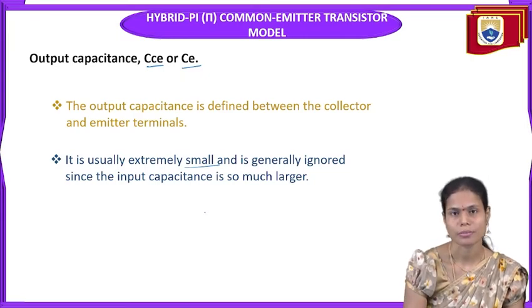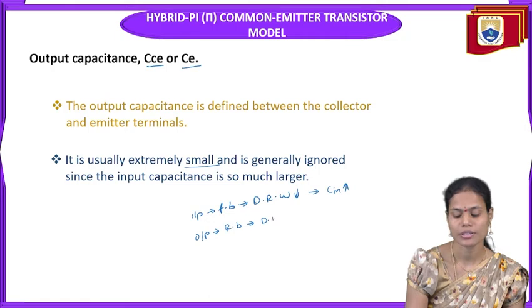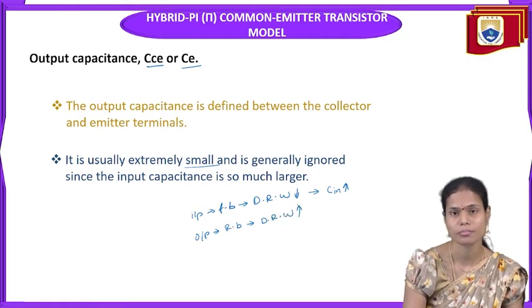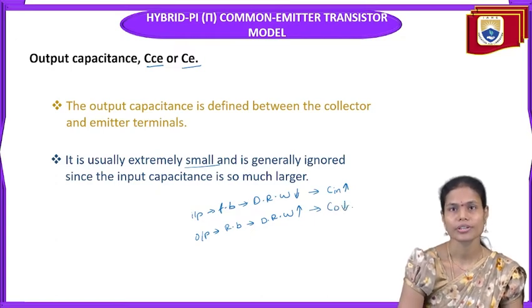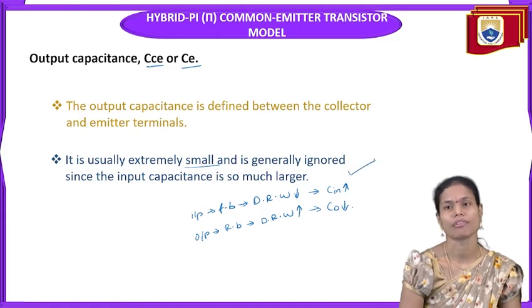Again, this is because of the same reason. The input junction is forward biased, and once the input junction is forward biased, the depletion region width is very small. Once the depletion region width is very small, the input capacitance value will be very high. Similarly, the output side is reverse biased, so the depletion region width is increasing, which means the capacitance value is decreasing. So here the output capacitance value is very small compared to the input capacitance value. That's why we are neglecting this output capacitance value C.